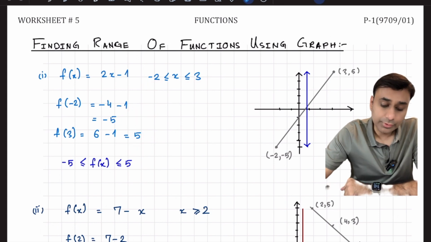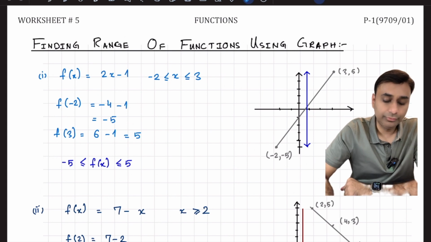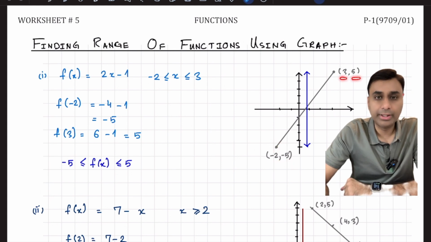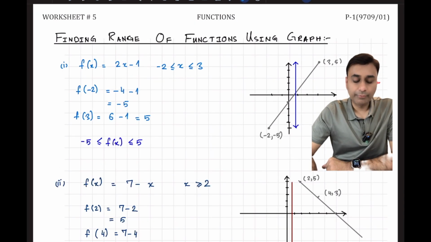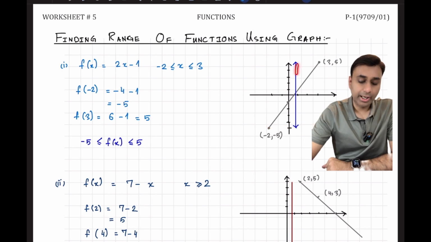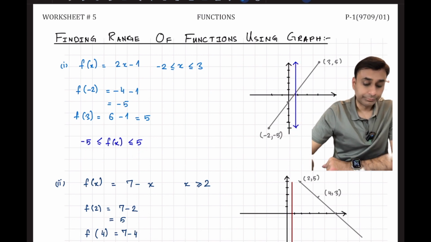That is something you can also see graphically here as well, that for the value of domain to be -2, I'm getting range as -5, and for the value of domain to be 3, I'm getting range as 5. So my interval of domain that's provided to me from -2 to 3, for that domain, I got myself a range from -5 till 5. So that's how I can find out the corresponding range.